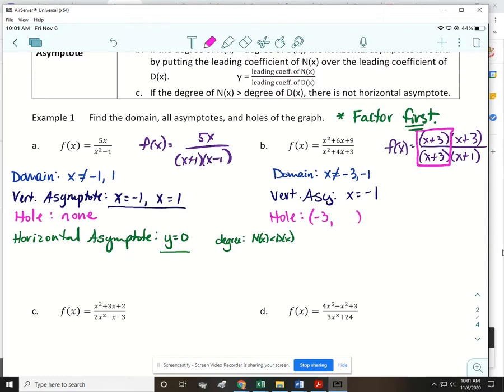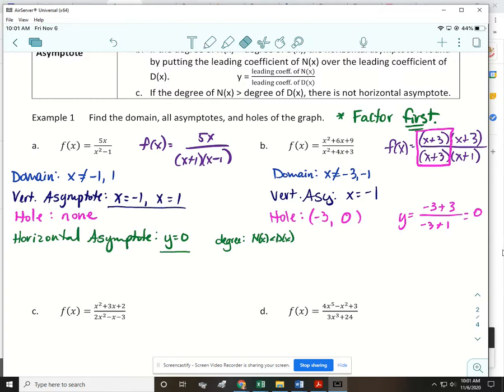And then to find the y part, I'm going to take what's not in the box, and I'm going to plug in -3. So I get 0 over -2, or just 0. That is where my hole is. So in this graph, you would just be going along graphing it, and then at that point, you just draw an empty point.